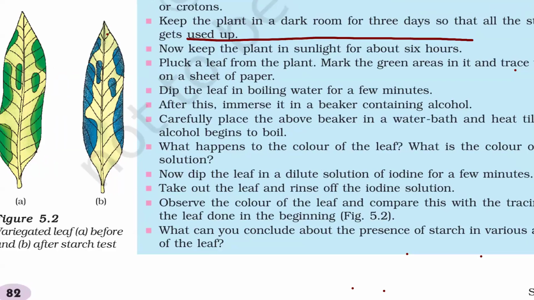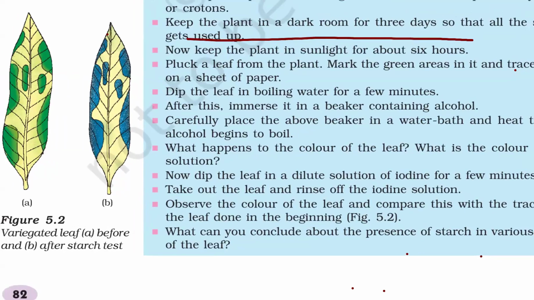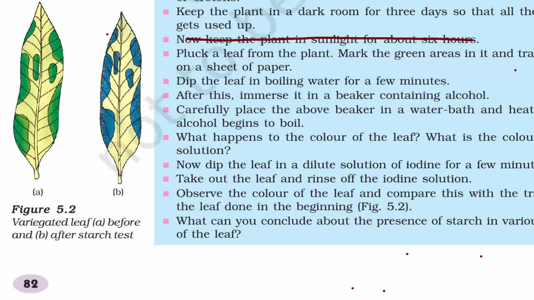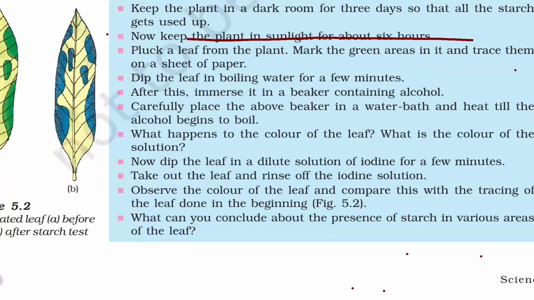Carefully place it above the beaker in a water bath and heat till the alcohol begins to boil. Now what happens to the color of the leaf? While you are boiling and immersing it in alcohol, what is going to happen? The photosynthetic areas will be chemically activated due to the alcohol.